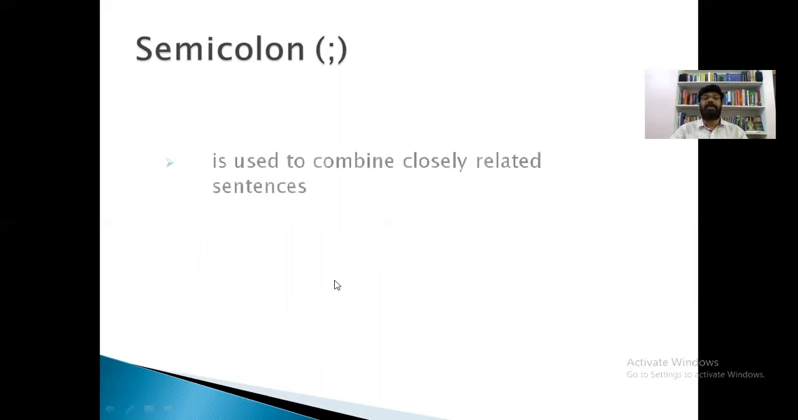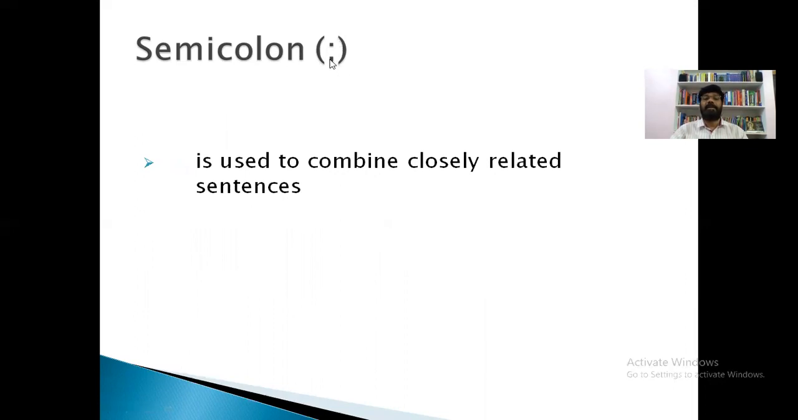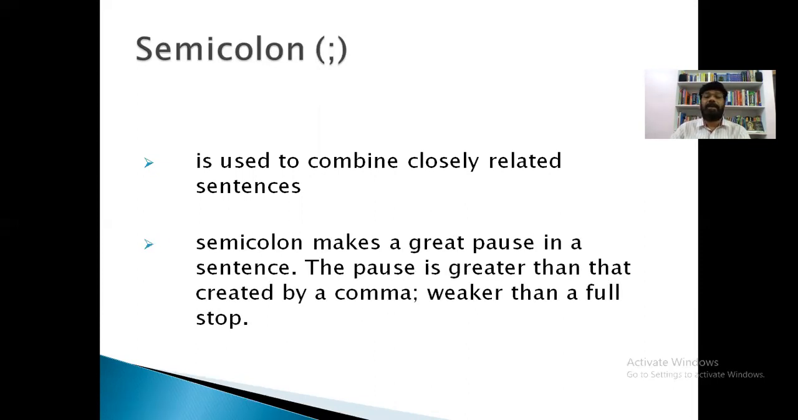Actually, what is a semicolon? Semicolon is indicated with this symbol, that is one dot and one comma. Okay, dot and under that comma. So this is the symbol of a semicolon. Semicolon is used to combine closely related sentences. It means that two independent clauses. Okay, so semicolon makes a great pause in a sentence.